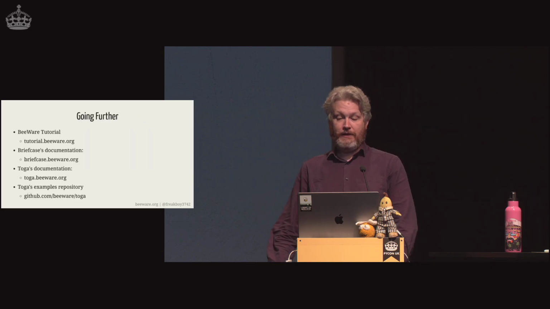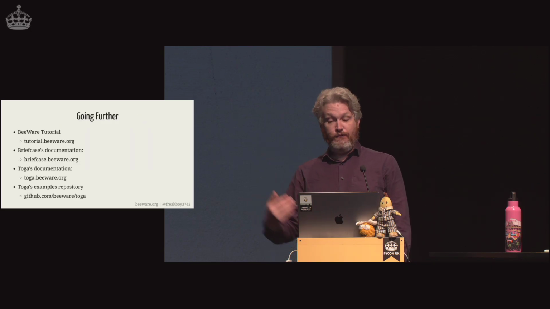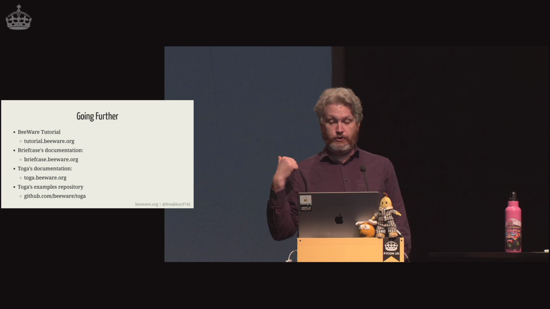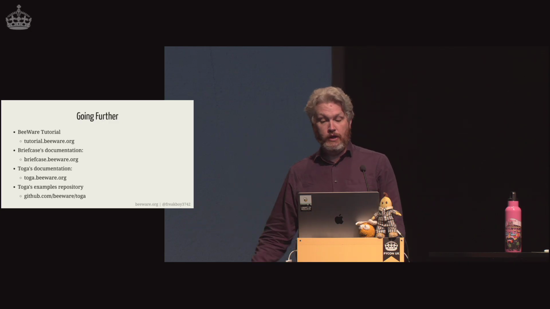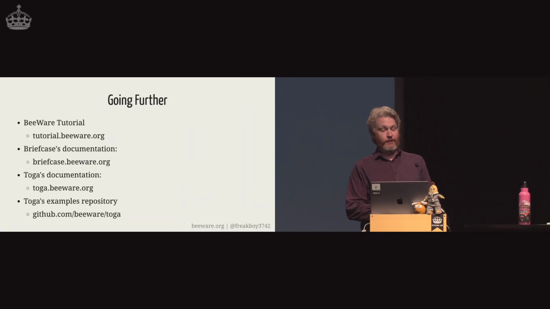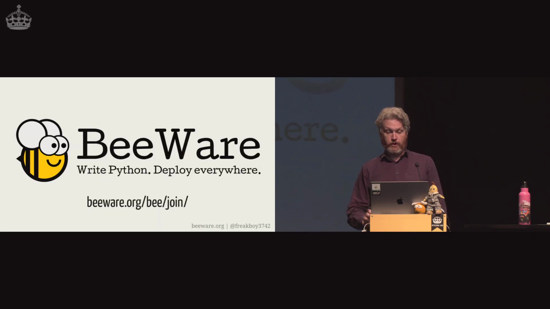So, that's cross-platform GUI development with BeeWare. If you do nothing else, I recommend going through the BeeWare tutorial, tutorial.beeware.org. That gives you a more complete walkthrough of the stuff that I've spoken about today, plus a whole lot more. Briefcase has plenty of configuration options and other details I haven't gone into, though. If you want to know more, Briefcase's documentation is very thorough. And I've only touched the very surface of features in Toga. Toga's documentation has a lot more details, and the Toga GitHub repository has a lot of example code as well.